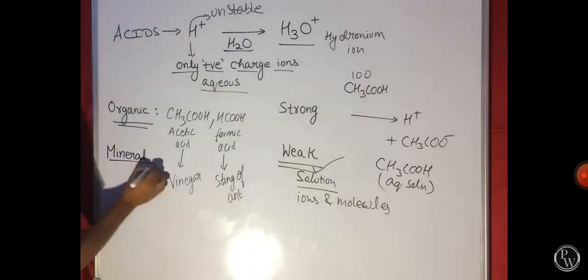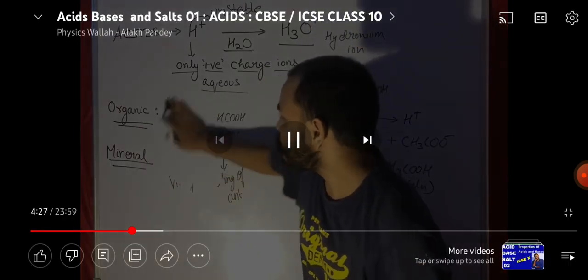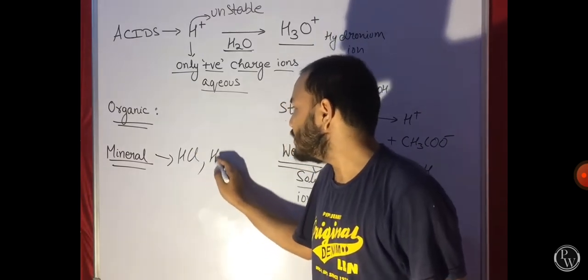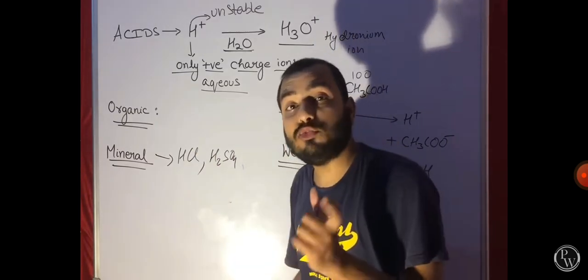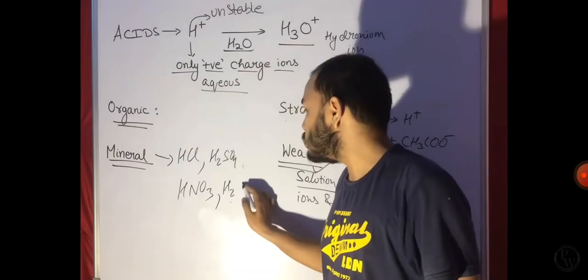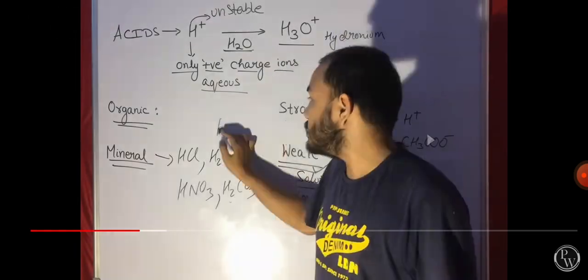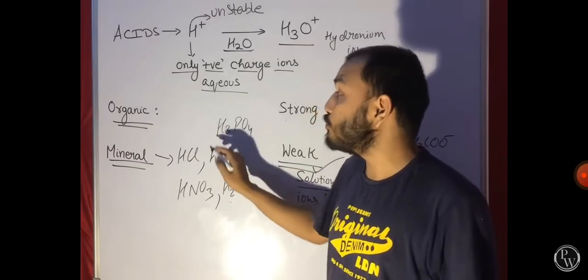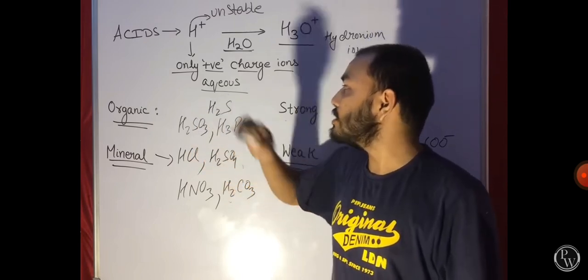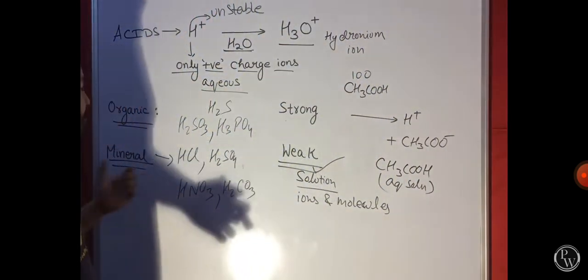Okay, now we come to mineral acids. Mineral acids are something that you have been knowing for years. Mineral acids are like HCl, hydrochloric acid, H2SO4, also called sulfuric acid, HNO3, also called nitric acid, H2CO3, also called carbonic acid, H3PO4, also called phosphoric acid, H2SO3, also called sulfurous acid, H2S, also called hydrogen sulfide. So there are many mineral acids that we have.